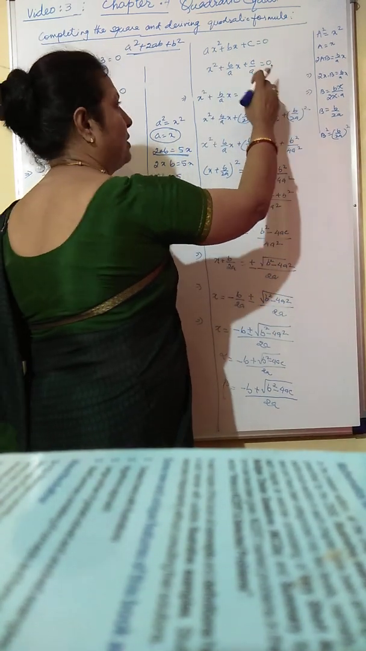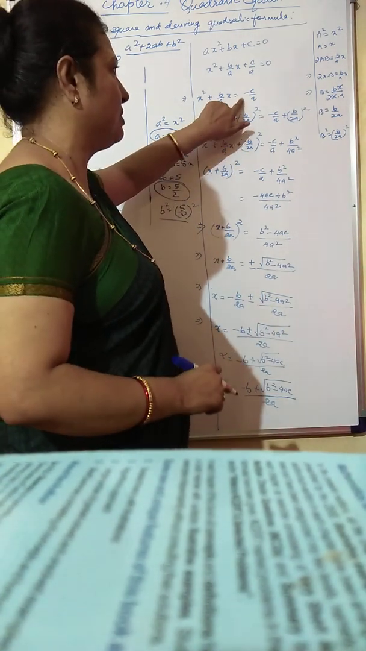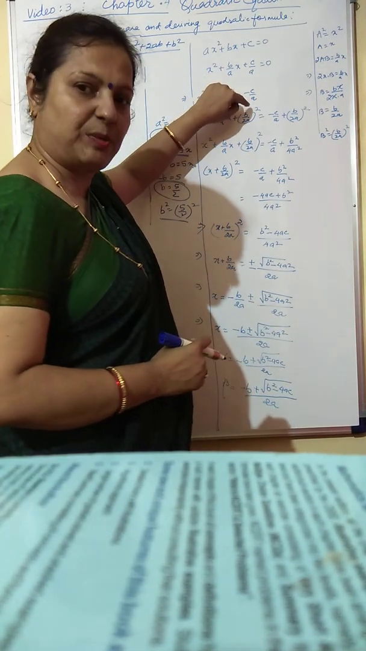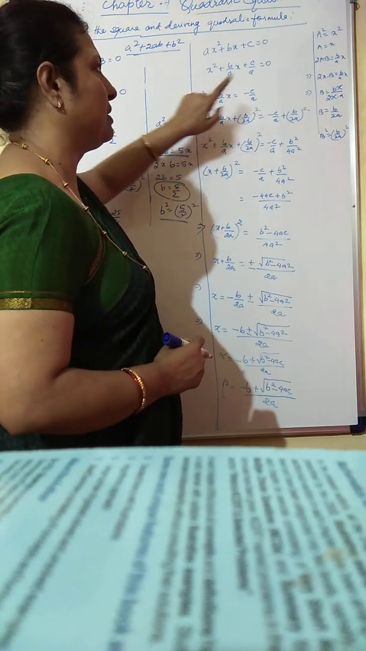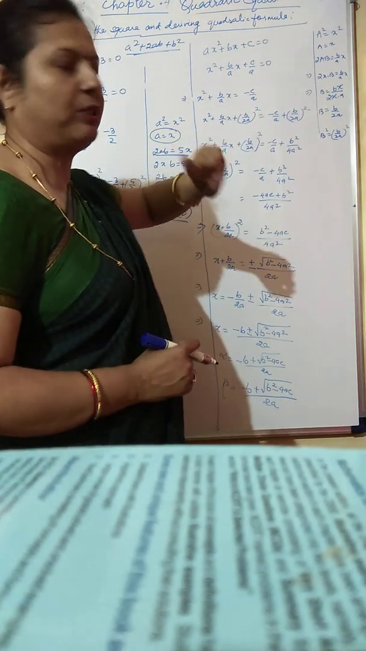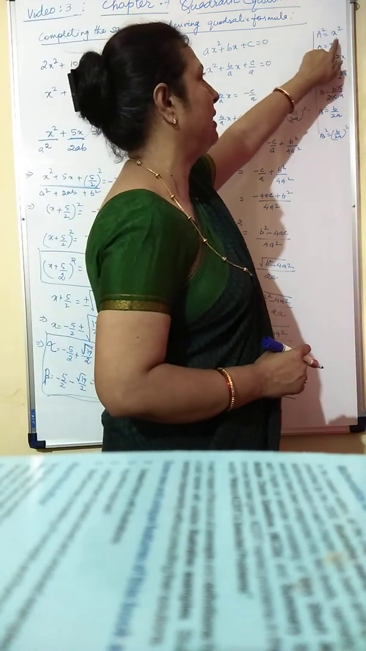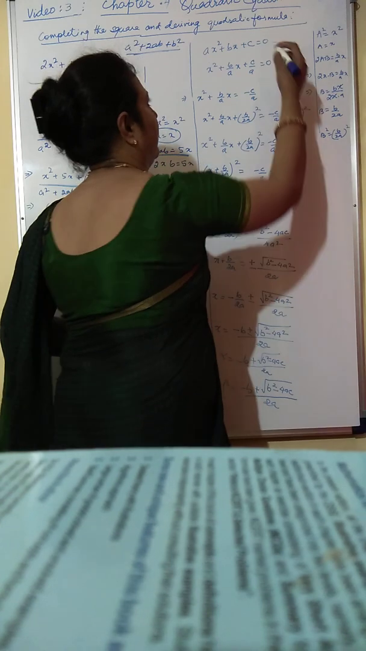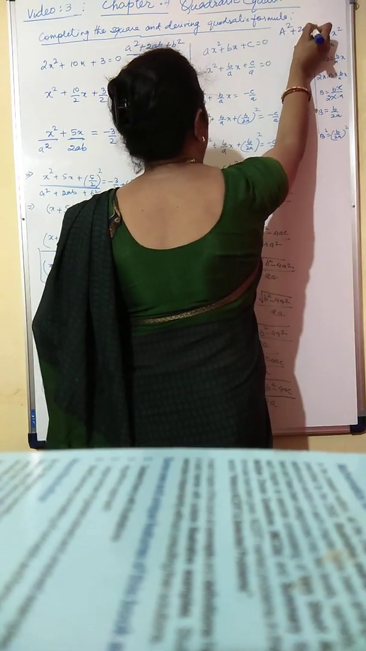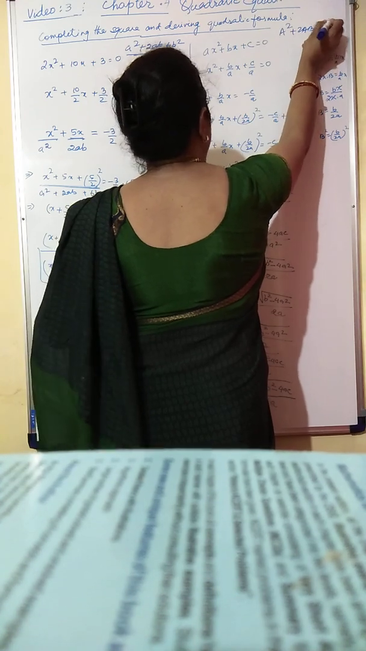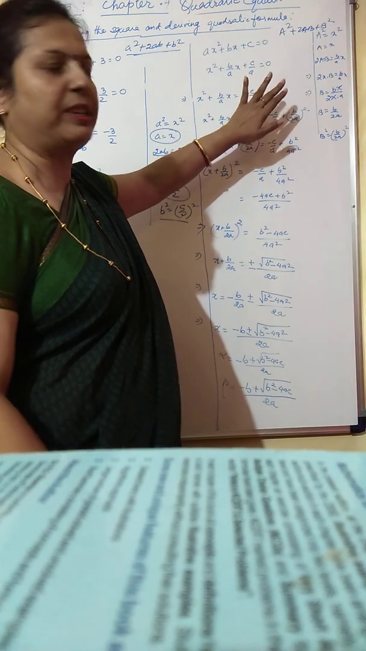Then the second step was to transpose the constant term to the RHS. So I transpose the constant term to the RHS, which became minus c by a. On the left hand side, my first term is always x square, the second term is 2ab. So I have taken a square as x square. Here I am comparing it with this equation, a square plus 2ab plus b square, because I already have small a and b in the question.